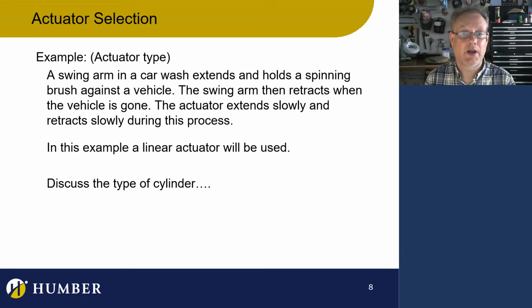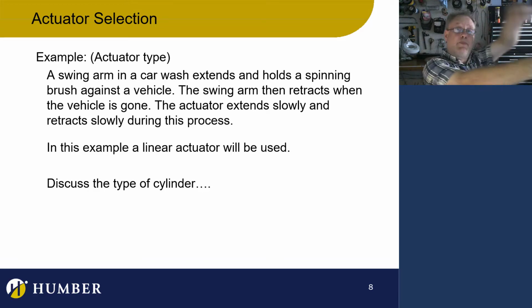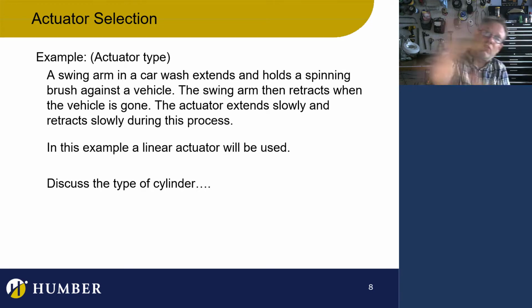A swing arm in a car wash extends and holds a spinning brush against a vehicle. You really want to use a pneumatic actuator for this. If you used a motor, it's going to be a problem because motors apply torque. If they're not physically moving, they don't apply torque anymore. You want the swing arm to push against the car while the brush is rotating. You want to continually push against the car, and you want to be able to control the force of that push as well. You can only do that with a pneumatic actuator because air is forgivable.